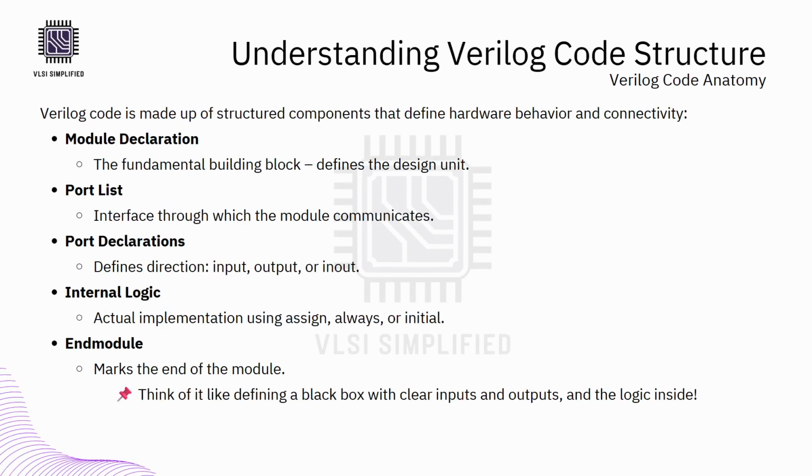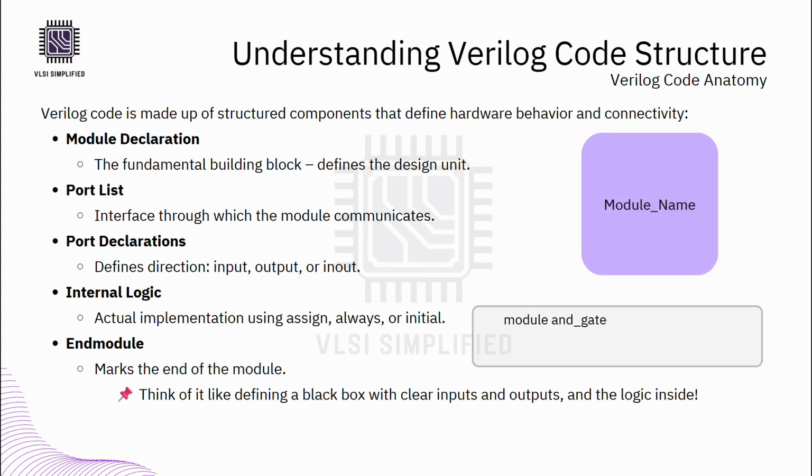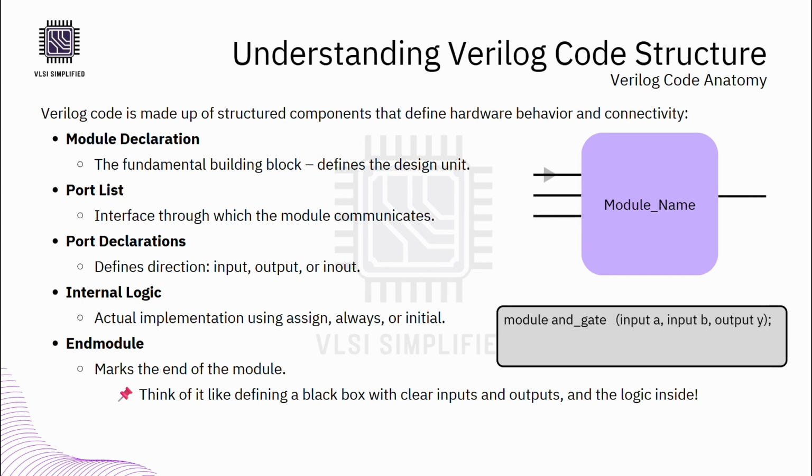Before jumping into Verilog modules, it's important to understand the basic anatomy of a Verilog code file. So a Verilog design starts with a module declaration. This is your design block, like a building unit. It then defines a port list, which includes input and output pins used to communicate with other blocks. After that, we declare the ports and write the internal logic. This is where you describe what the module does. Finally, we close the definition with the endmodule keyword.